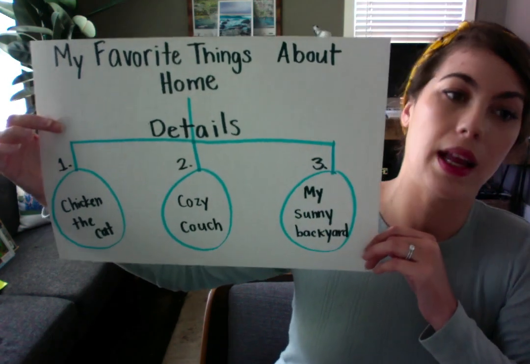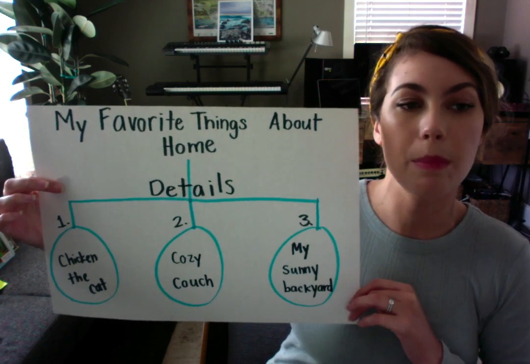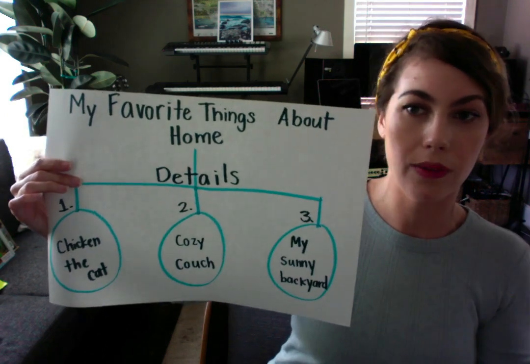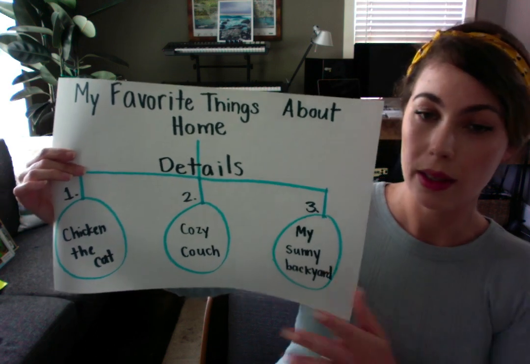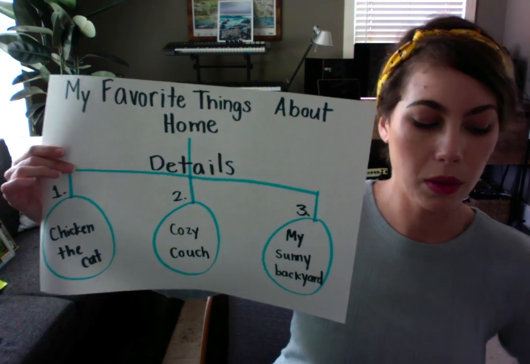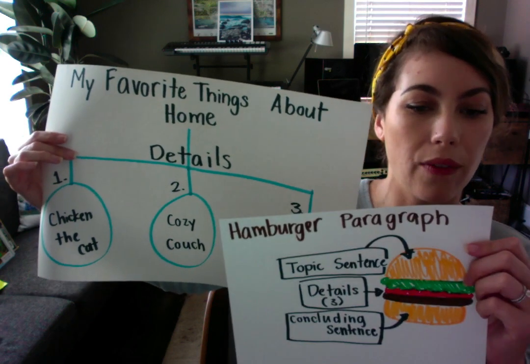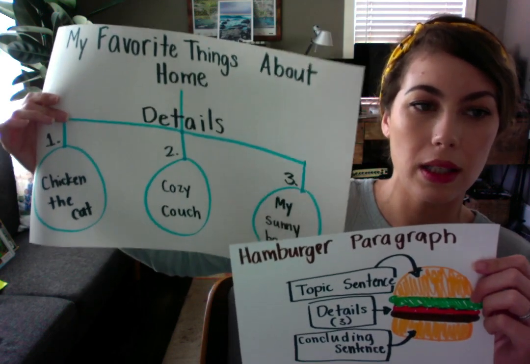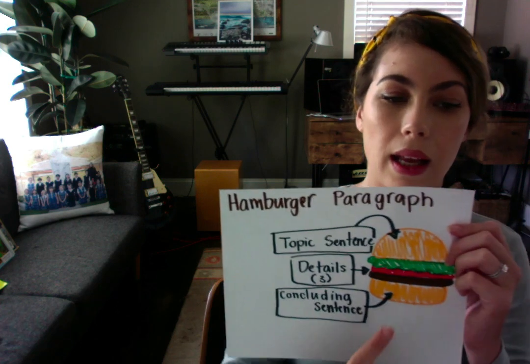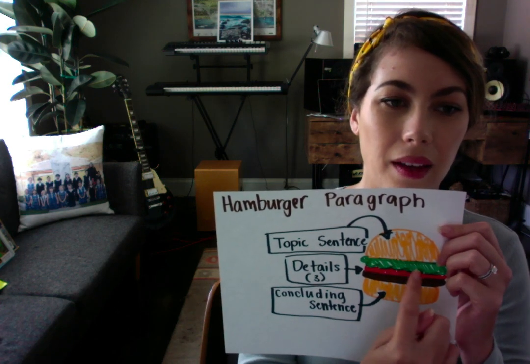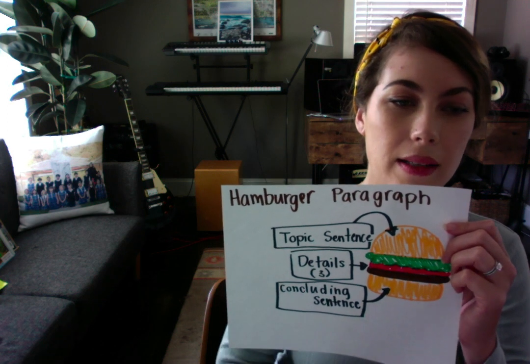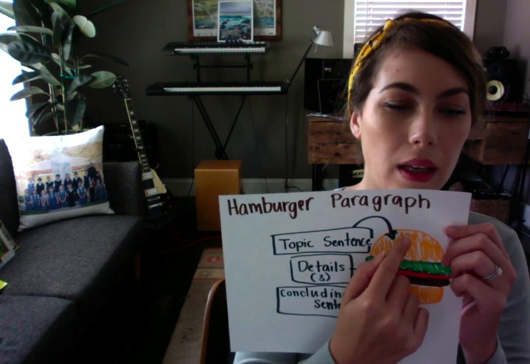That's all I have to do today. When you're writing, you can take it step by step, and you don't need to get too far ahead of yourself, because that's when you start getting a little confused or unfocused. So having your plan helps you to be able to make your paragraph at some point. So these three details are the same thing as my lettuce, tomato, and burger. Chicken the cat, my cozy couch, and my sunny backyard. Now all I need are my buns that I'll figure out later. I don't have to worry about that today.